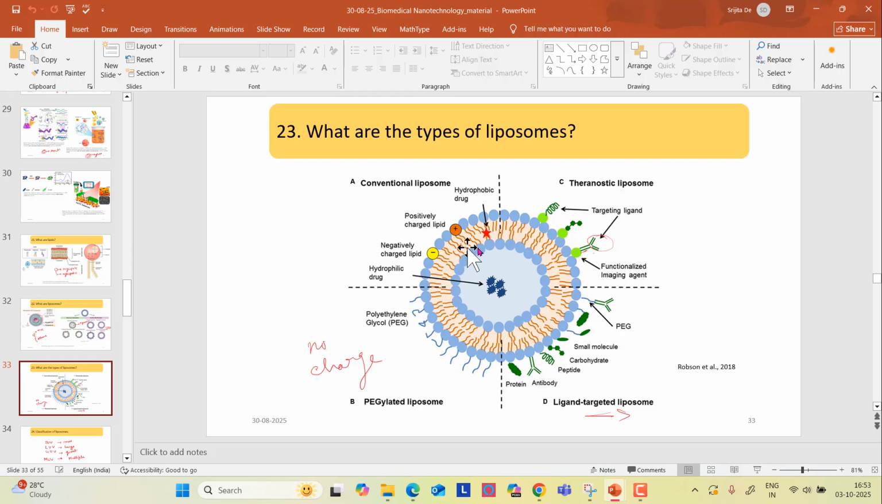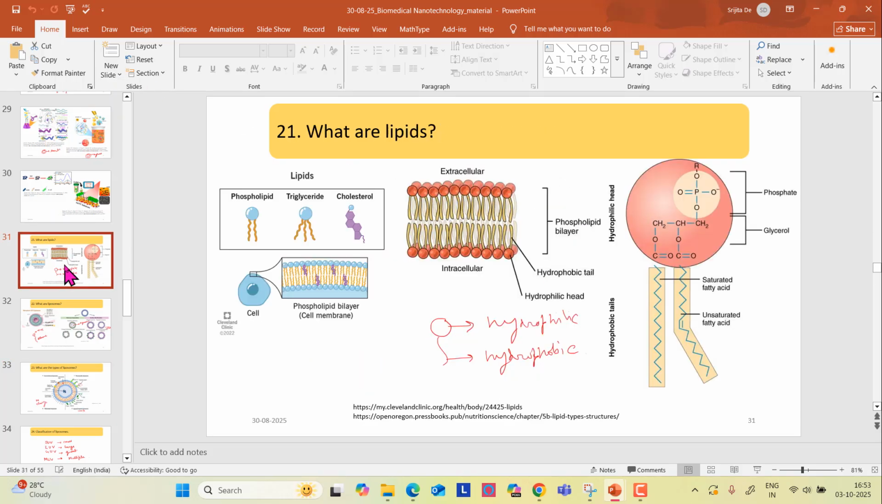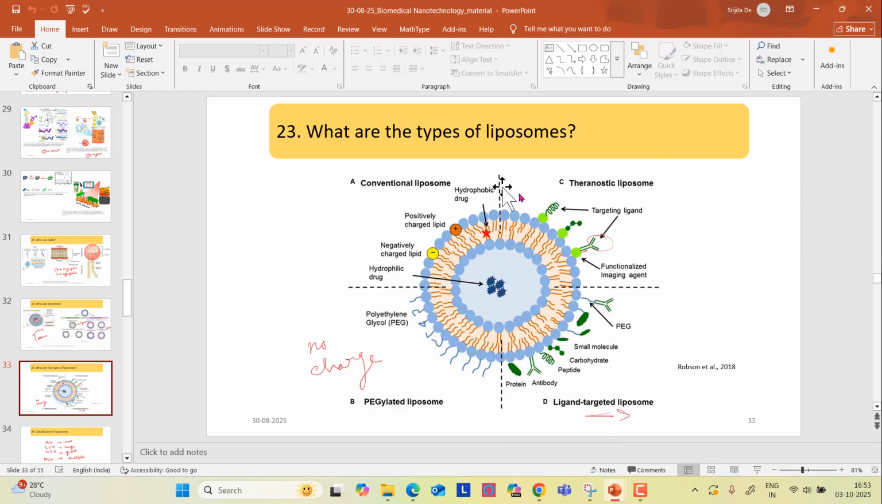So here you can see that these bilayers of phospholipids are self-assembled to form a liposome. There are different types of liposomes used in drug delivery or many things. So you can say hydrophobic drugs are delivered, hydrophilic drugs are delivered, positively charged lipid, negatively charged lipid. This is the conventional liposome.